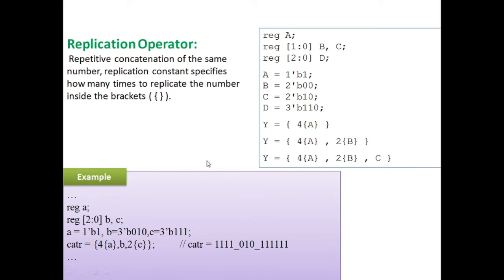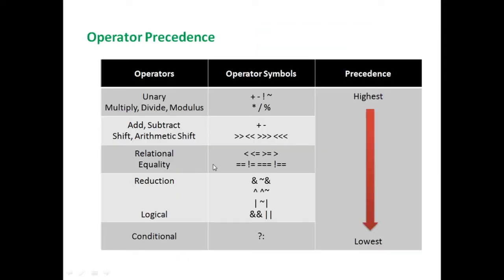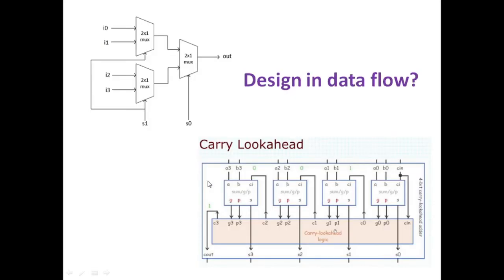As discussed, among all the operators there should be some priority hierarchy maintained. Unary has the highest priority and conditional has the least priority. You can observe this chart, which completely depicts which operator has the highest precedence and which has the lowest priority. Okay, so let us see some designs, some module developments using data flow abstractions.